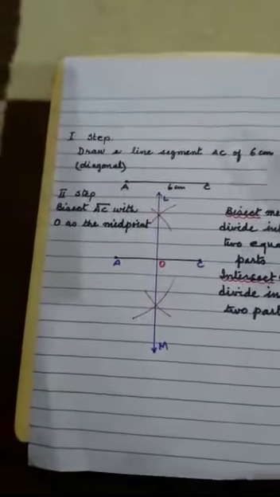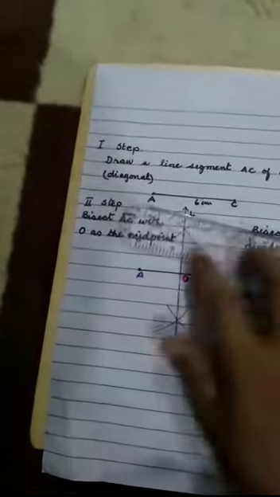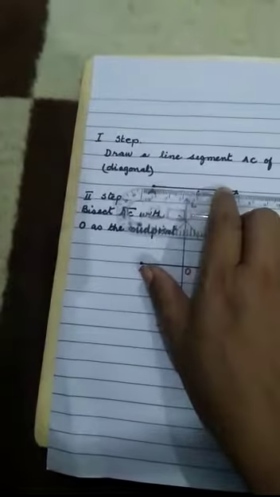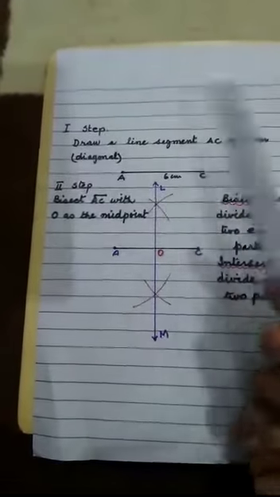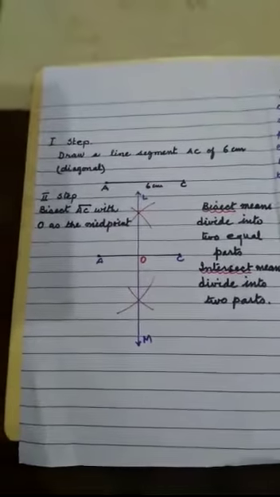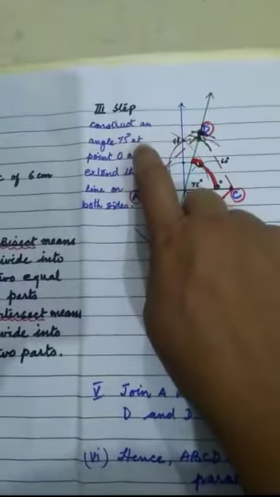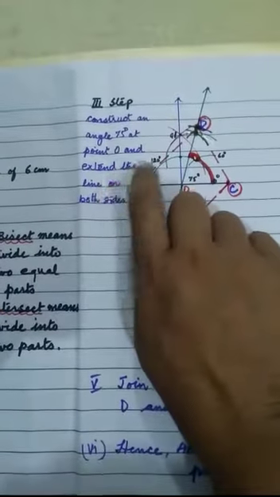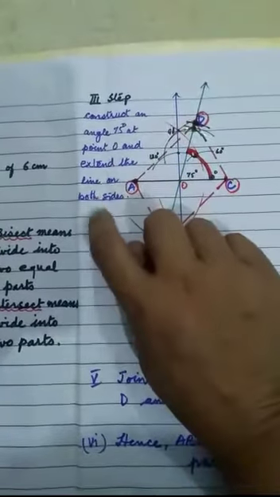First step, you are going to put your scale and draw 6 cm, the line segment, which is your first diagonal. Or you can say draw a diagonal AC of 6 cm. I have written draw a line segment AC of 6 cm, and in the bracket I have written diagonal. After that, the third step is to construct an angle of 75 degrees at point O and extend the line on both sides.